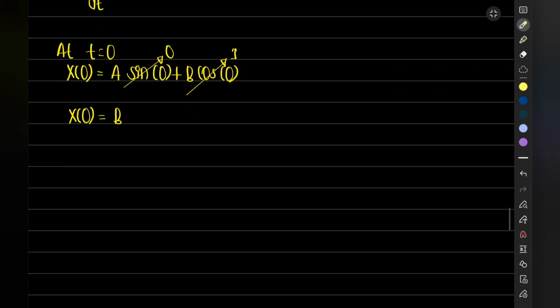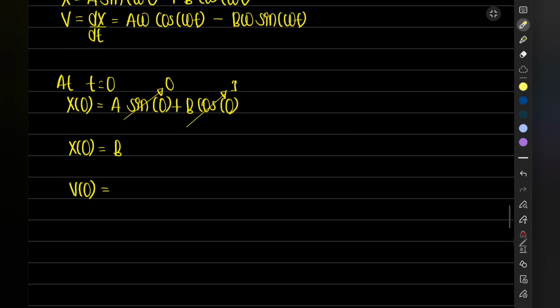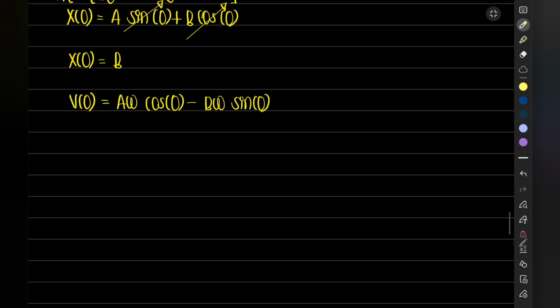Now I want to find v of 0 also. So what equation of v do we have? a omega, and wherever there is a t, again I will have to put 0. So a omega cos of 0 minus b into omega sin of 0. Again I know that this cos 0 will become equal to 1 and sin 0 will become equal to 0. So the value of v of 0 which I got is basically a omega.